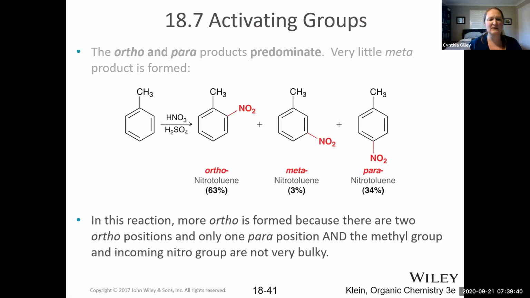The reason why there isn't that much steric hindrance in this particular example is the nitro group is fairly small and the methyl group is small, right? But if this was to get any bigger, like ethyl, all of a sudden the amount of this goes down drastically and the amount of the para product goes up a lot, right?